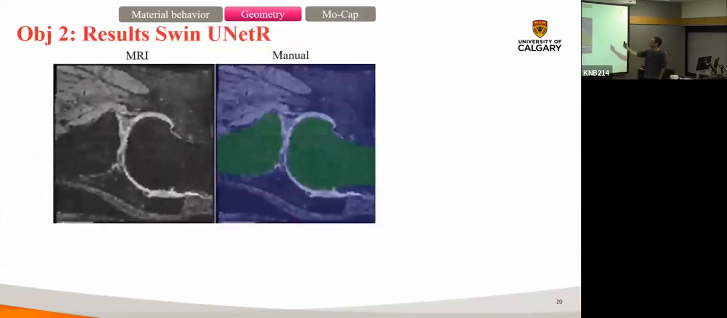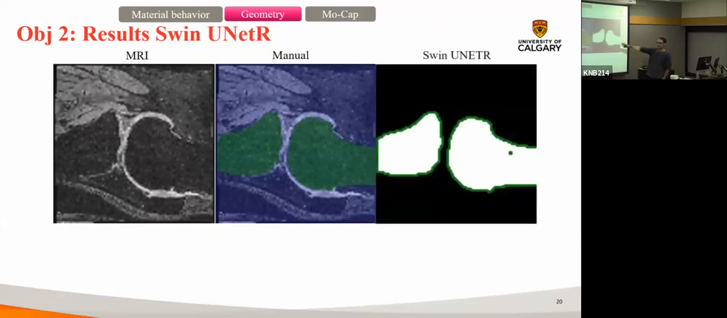So here I present the results from Swin UNETR, MRI. This is the manual segmentation. It's kind of rotated by 90 degrees. And here you see the results for one slice. So MRI has 160 slices in our case, but here we just showed it in a large size so we can see the results.